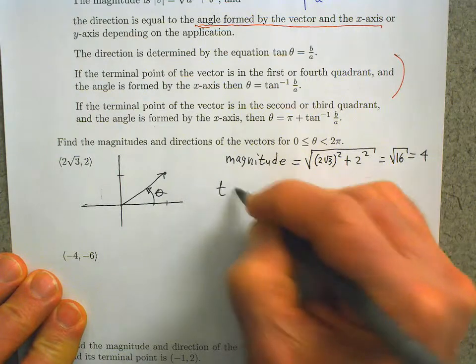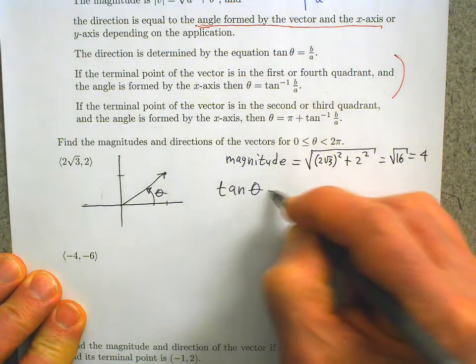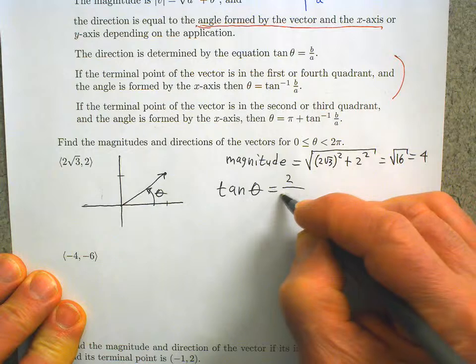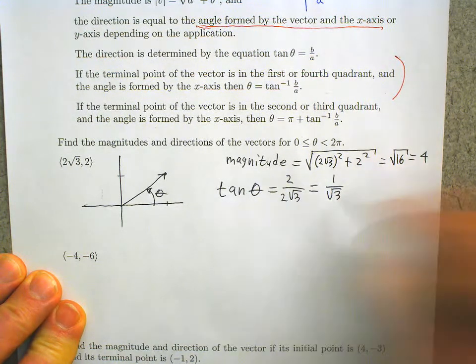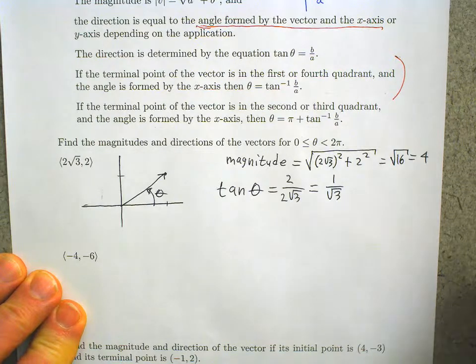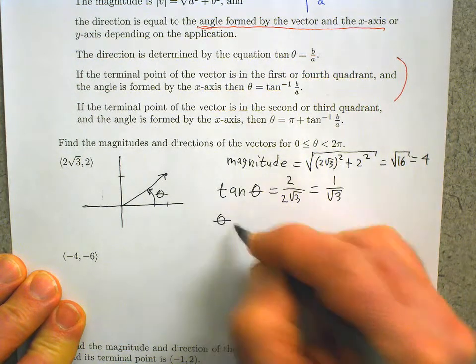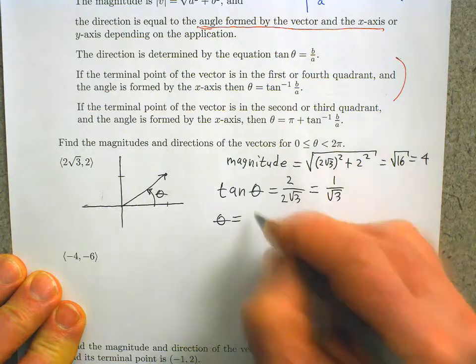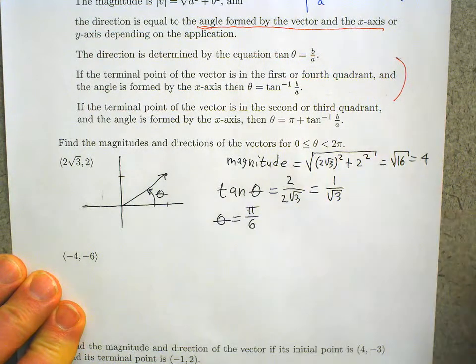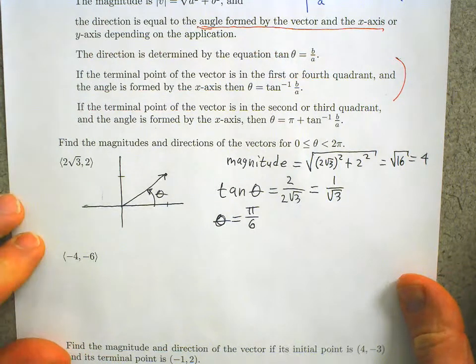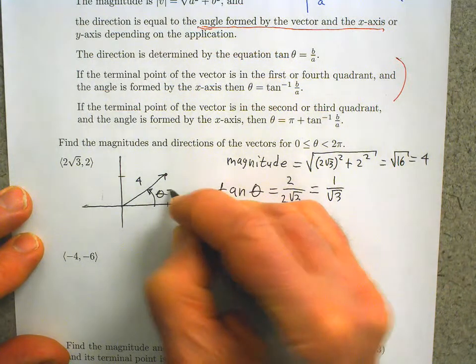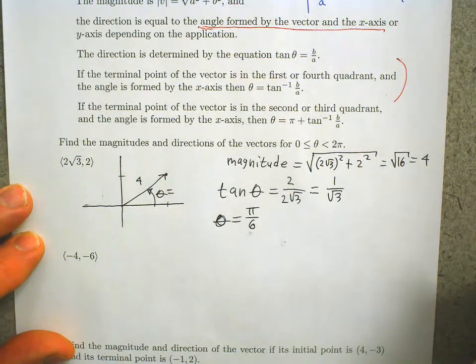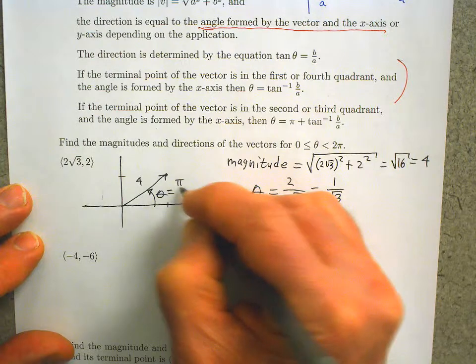And tangent of theta is equal to 2 divided by 2 times the square root of 3, which is 1 over the square root of 3. We recognize that as theta equals pi over 6. Okay, so we're done. The length is 4, and theta is pi over 6.